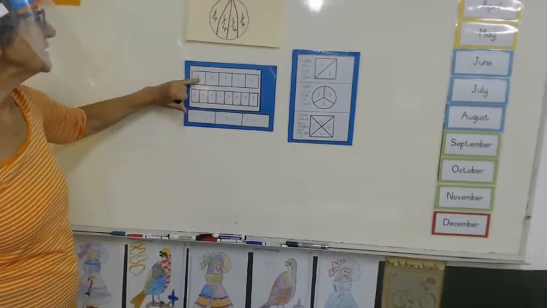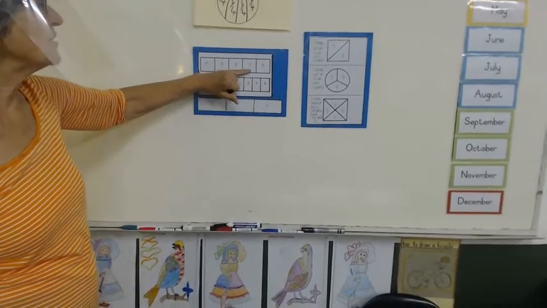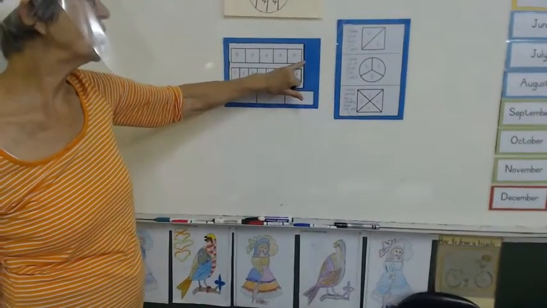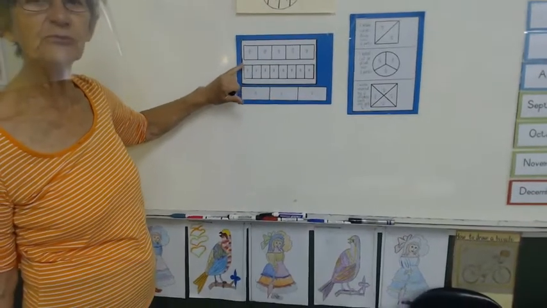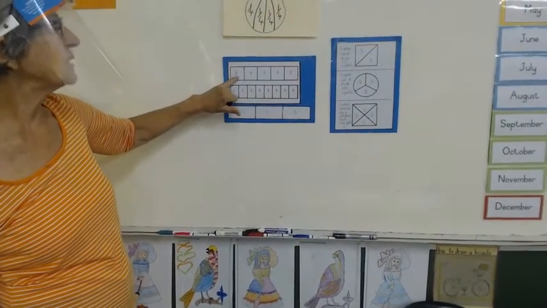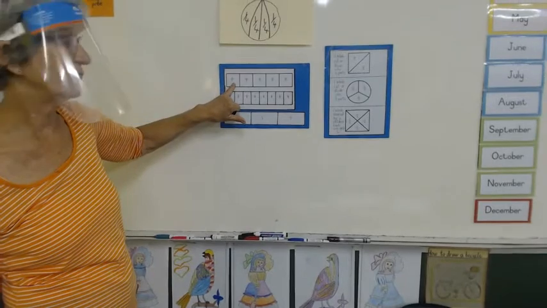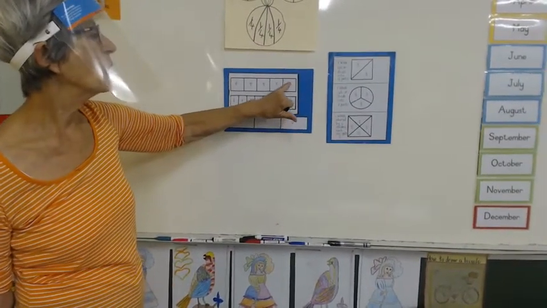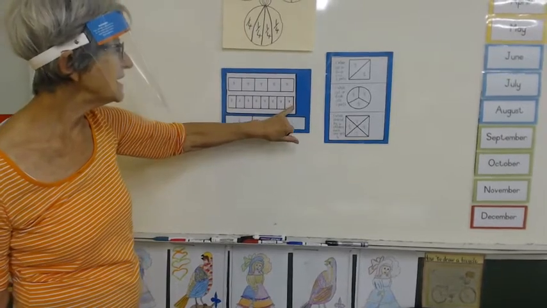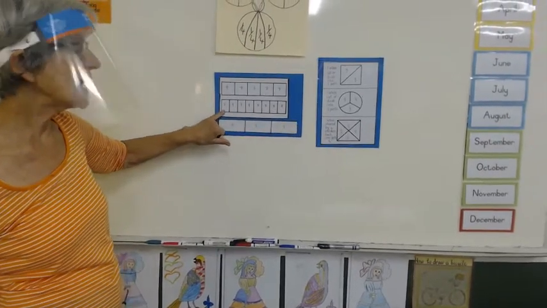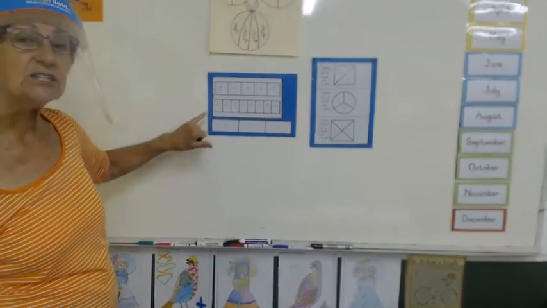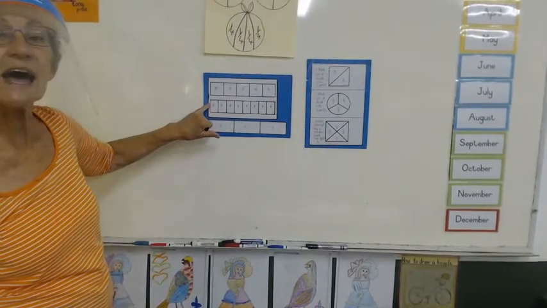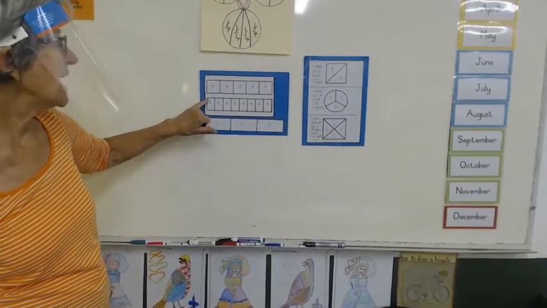We can even share a bar of chocolate between 5 boys. Each one will get a fifth. 1, 2, 3, 4, 5. 1 over 5. We can even share it between 8 children. Then each one will get an eighth. We call it an eighth.